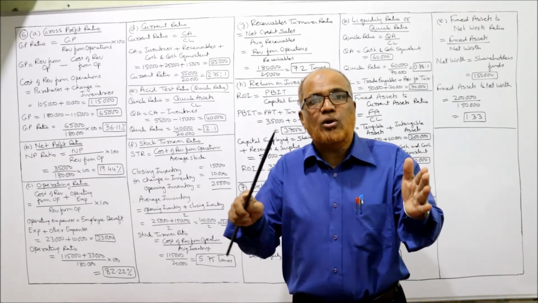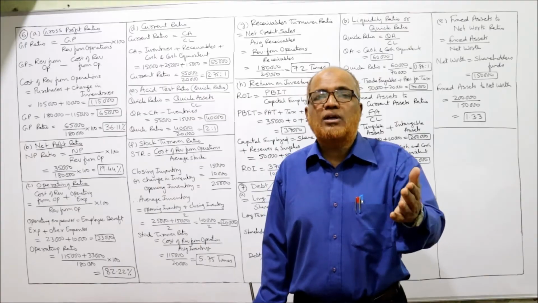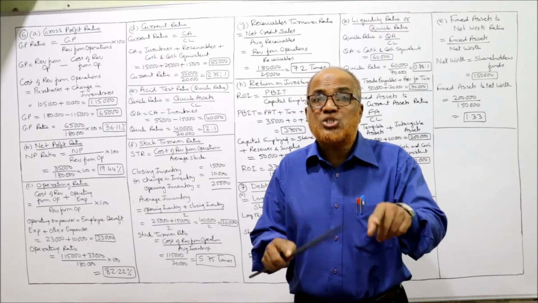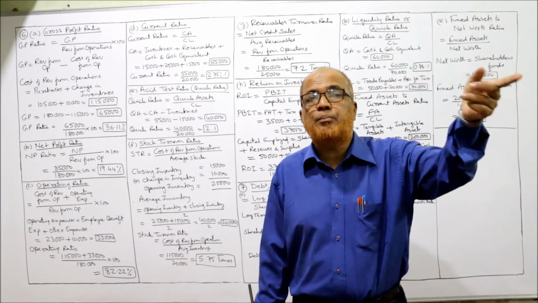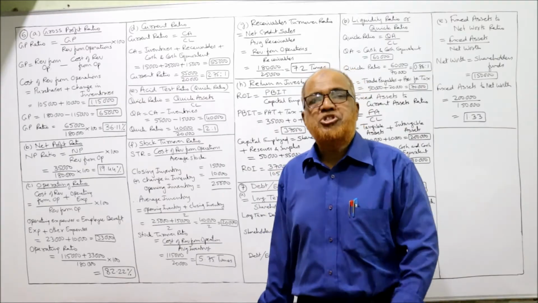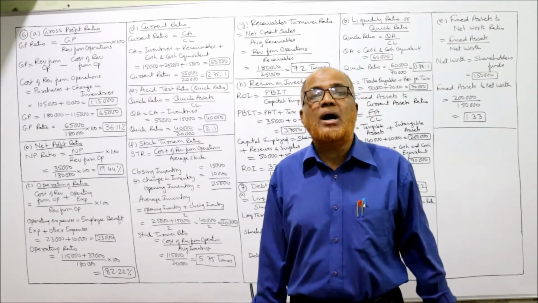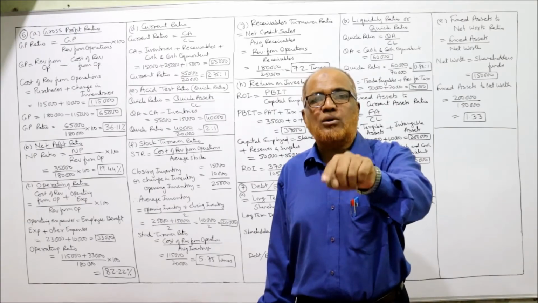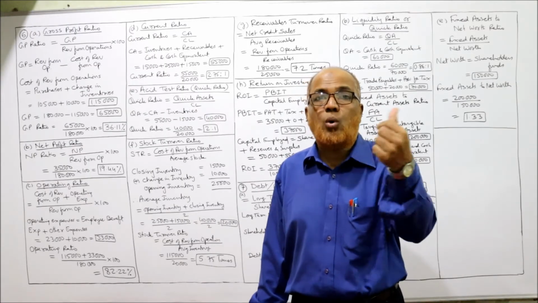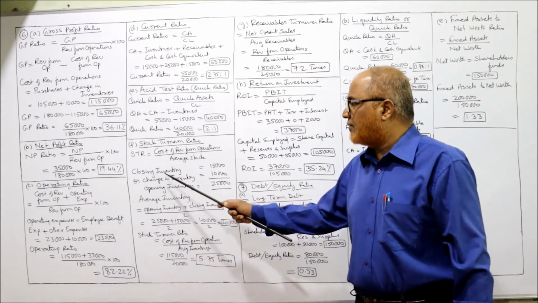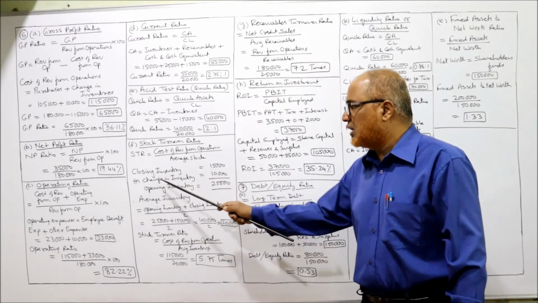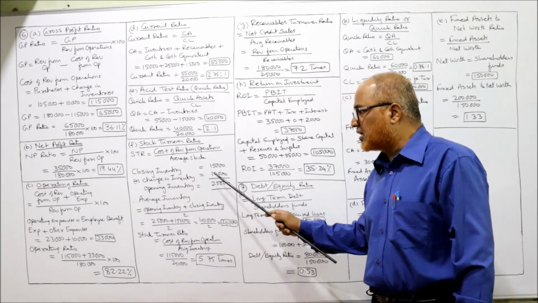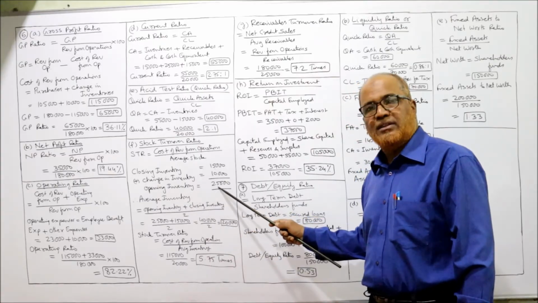10,000 rupees less in closing stock. How we can know that 10,000 rupees is less? Because change in inventory is given positive 10,000. So 15,000 plus 10,000, 25,000 is the opening stock. Closing inventory is 15,000. Add change in inventory 10,000. So opening stock is 25,000.